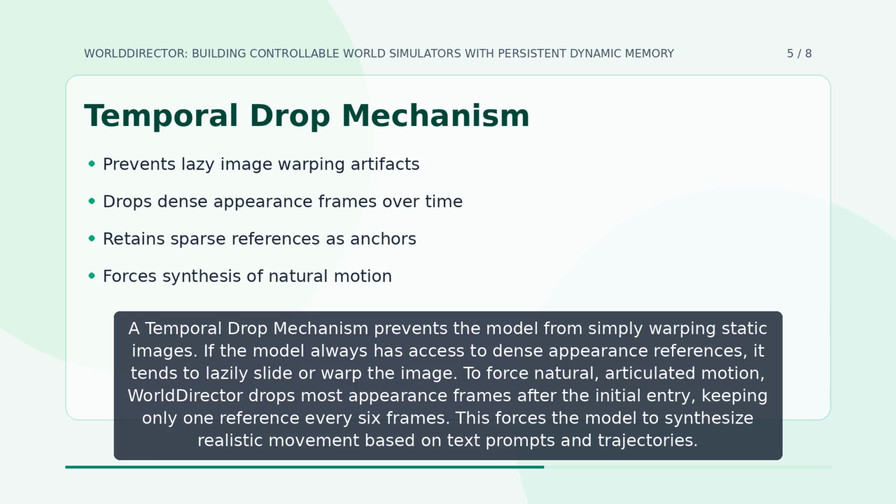If the model always has access to dense appearance references, it tends to lazily slide or warp the image. To force natural, articulated motion, WorldDirector drops most appearance frames after the initial entry, keeping only one reference every 6 frames. This forces the model to synthesize realistic movement based on text prompts and trajectories.